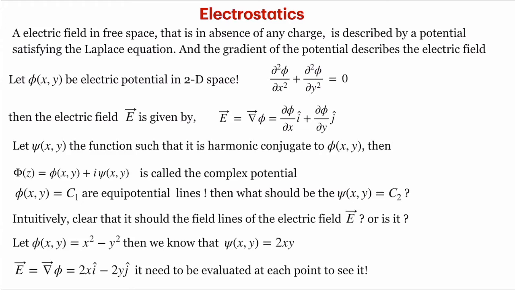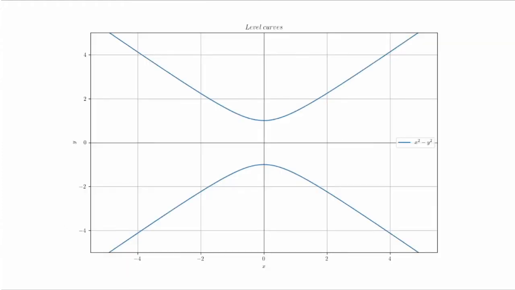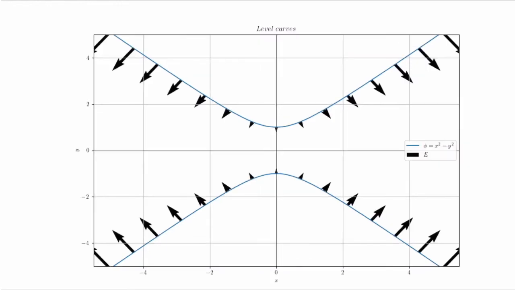Del phi is equal to 2x i minus 2y j. So let's first plot one of the level curves. There are a whole lot of level curves in the domain for various values of the constant c1. Let's plot one value of c1. We get the two parabolas which correspond to a particular value of c1. On this plot, at different points, let's compute the electric field.